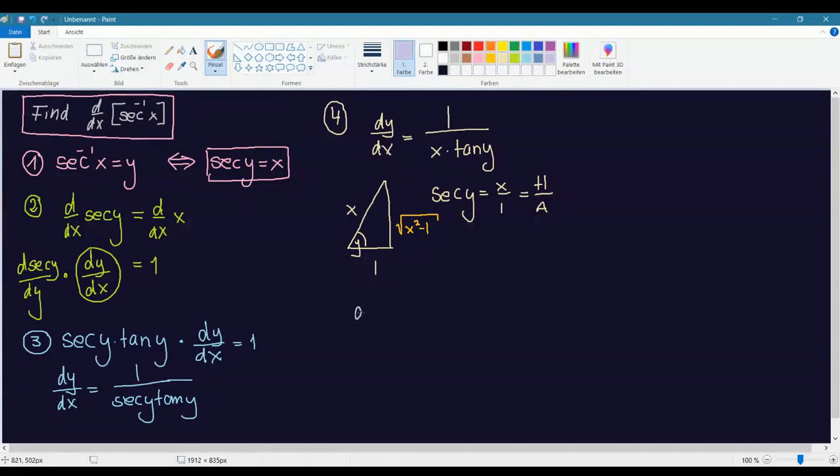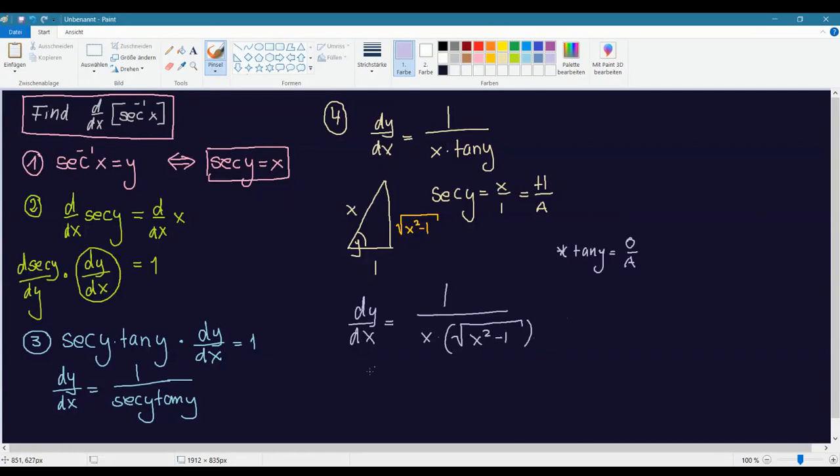Now we have dy over dx is 1 over x times tan y. And we know that tan y is opposite over adjacent. Here, opposite is this length that we just got with the Pythagorean theorem. And adjacent is 1, so it's just going to be this length, right? It's going to be the square root of x squared minus 1.